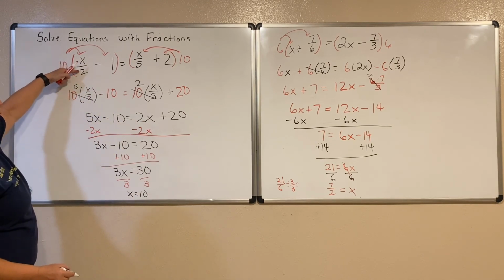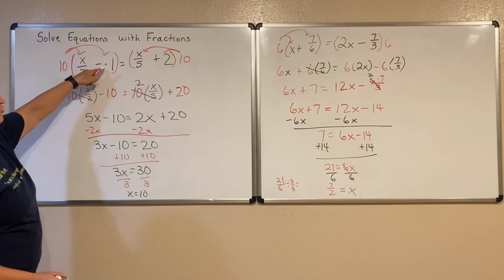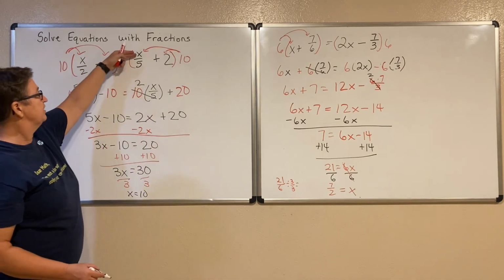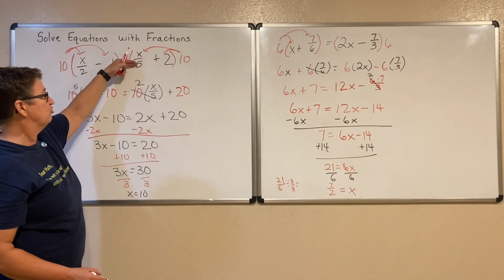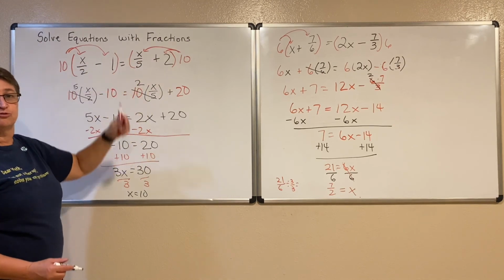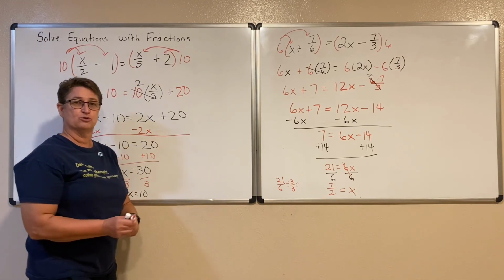10 divided by 2 is 5. 5 minus 1 is 4. 10 divided by 5 is 2. 2 plus 2 is 4. 4 equals 4. So it would make that equation true.